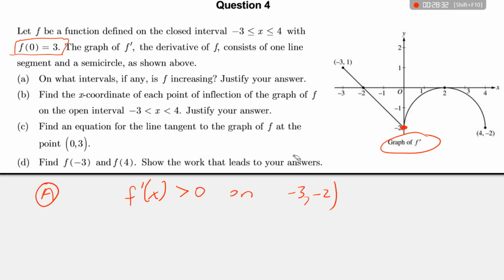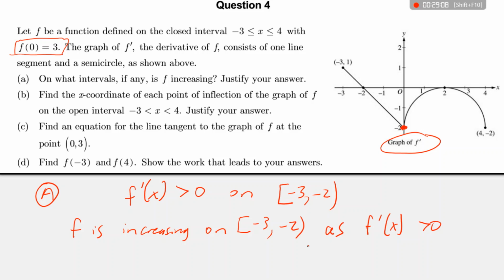So I'm going to change this parenthesis to an open parenthesis. But the -2 needs to stay closed because at -2 the slope is 0, not greater than 0. Okay, so f is increasing on the interval from -3 to -2, where -3 is included, -2 is not included, as f prime x is greater than 0.